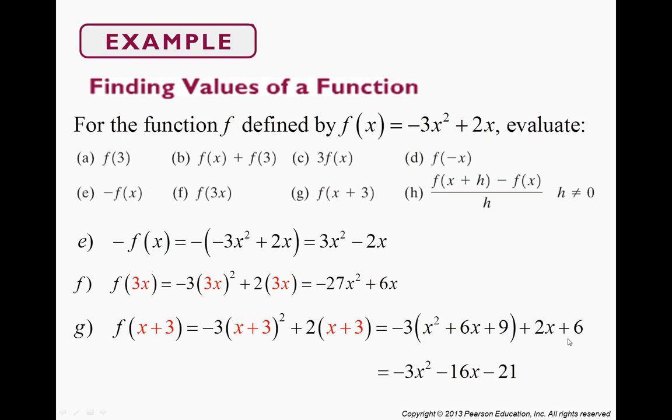So that would be negative 3x squared, negative 18x plus the 2x is negative 16x, and negative 3 times 9 is negative 27, plus 6 is negative 21.